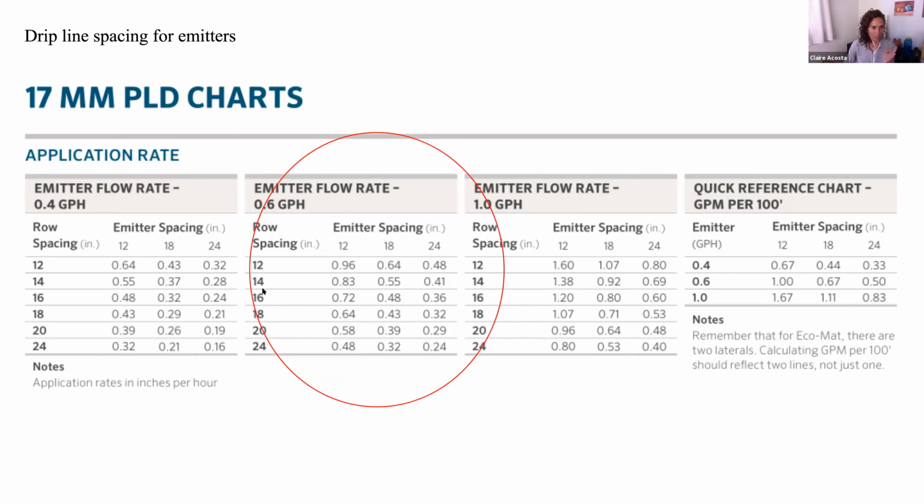With the inline and the point source, you would be mimicking the spacing and spacing your emitters appropriately. So the further apart you put your emitters, even with point source, you're going to have less water, so you have to run it longer.